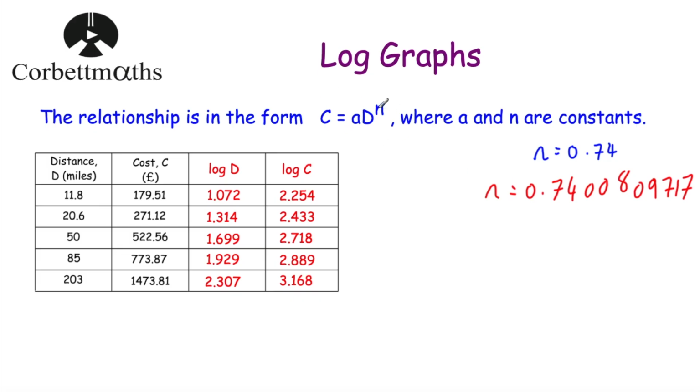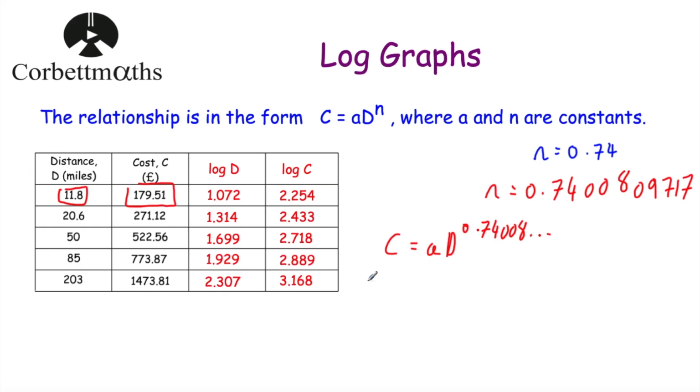Okay, so if we go back up to our relationship, we had c is equal to ad to the power of n. And instead of writing n, I'm going to put in the value for n, which is 0.74008, and then some dots to show that the number carries on. So we've got c equals ad to the power of 0.74008, and so on. Now I'm going to choose a pair of values for c and d. I'm going to go up to the table and choose the first pair of values. So d is equal to 11.8 and c is equal to 179.51. So let's substitute those values into this.